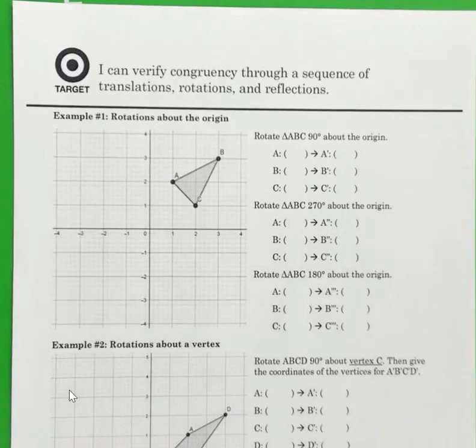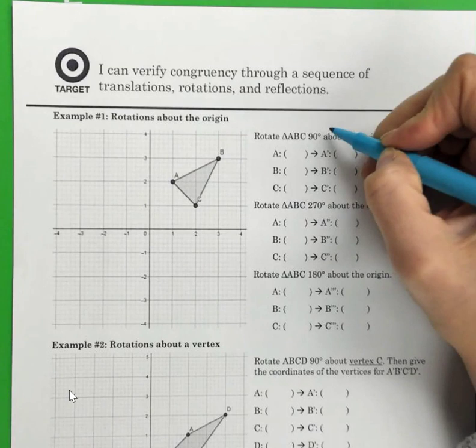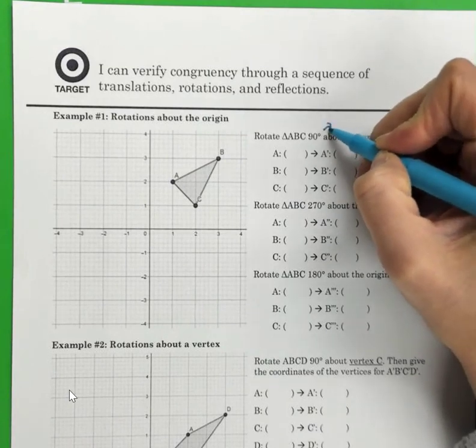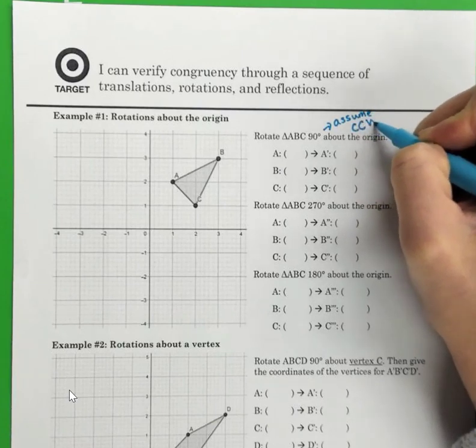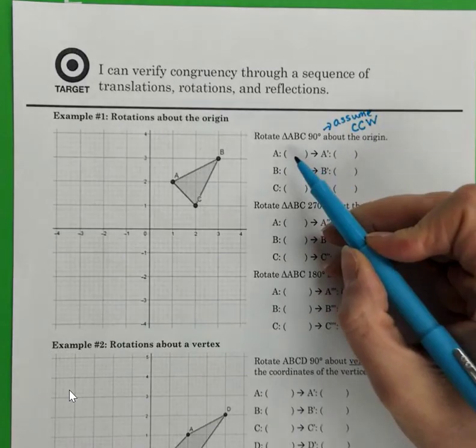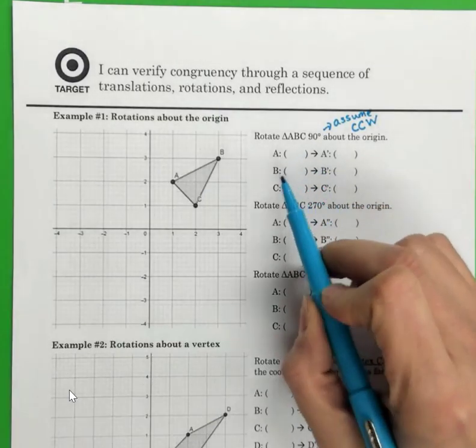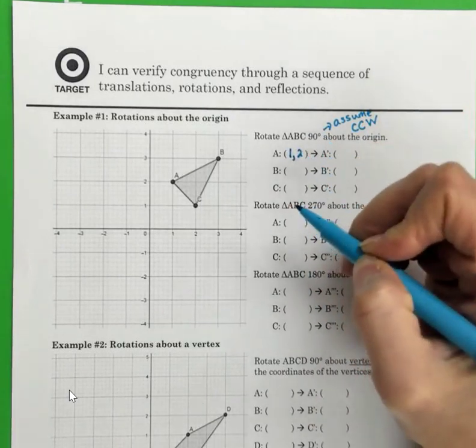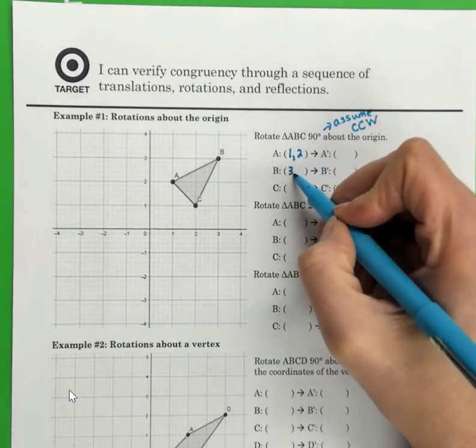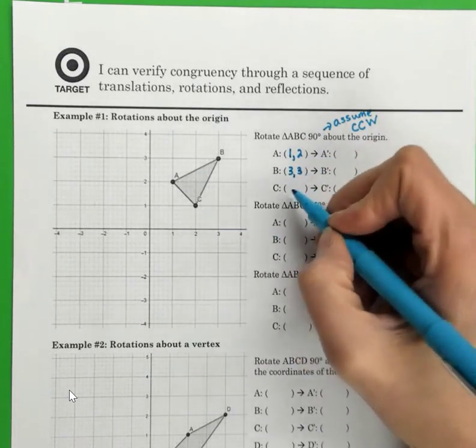All right, so example 1, rotations about the origin. If I want to rotate triangle ABC 90 degrees about the origin, notice it did not tell me which direction, so I need to assume counterclockwise. So let's put the labels of our points. A is at (1, 2), B is at (3, 3), and C is at (2, 1).